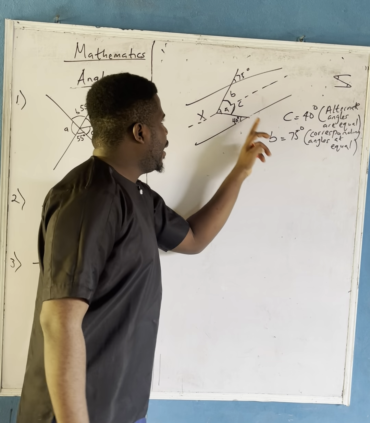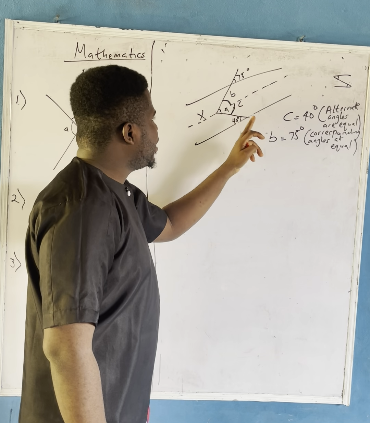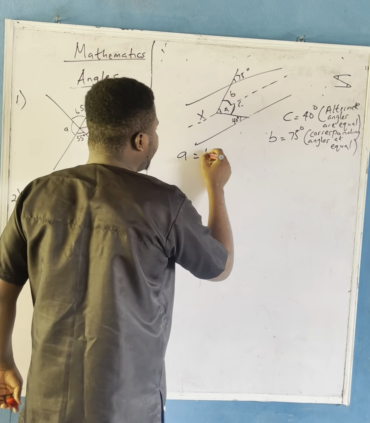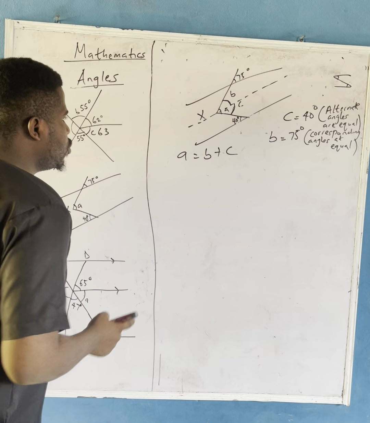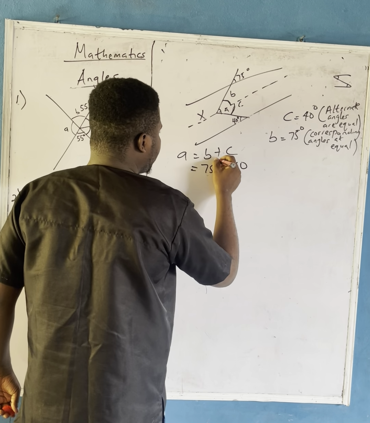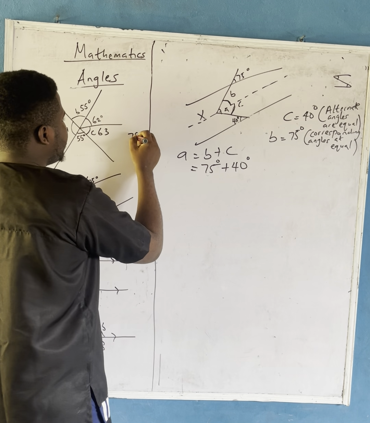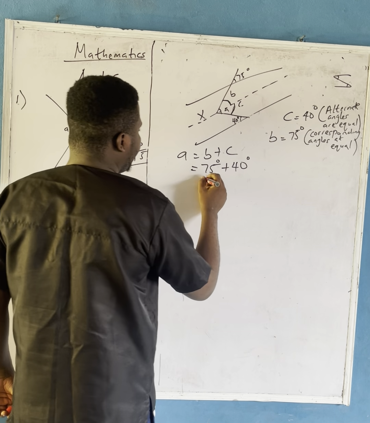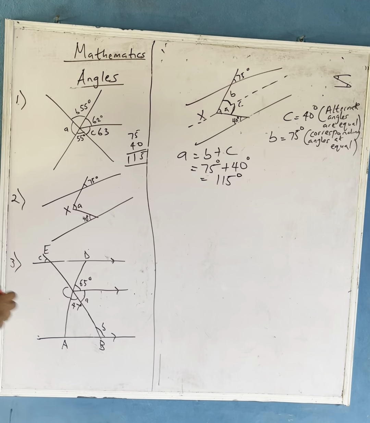So B is 75 degrees and C is 40 degrees. And A is equal to B plus C. So A will just be equal to 75 degrees plus 40 degrees. So what we are left with is 115 degrees. So this angle here is 115 degrees.